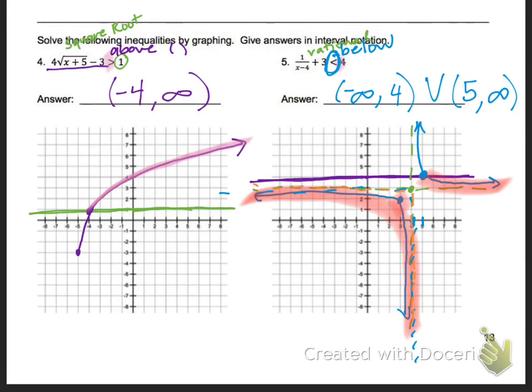So in the x direction, this line right here, you can kind of see it, it goes all the way to 4, but it doesn't touch it. So that's why I can put 4 parenthesis, because it doesn't actually touch, but it gets very, very close. So we call it 4. Then it starts up again at 5, and then goes all the way to positive infinity. So I hope this helps.